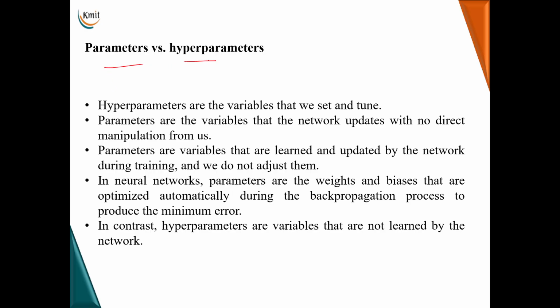They are not the same. Parameters are the variables that the network will update, for example, weights and biases. And hyperparameters are the variables that we will set and tune. That is, these are the variables that are not learned by the network. The data scientists will set these hyperparameter values before training the model. For example, the learning rate will be decided by a data scientist, and the number of epochs required also will be decided by a data scientist.